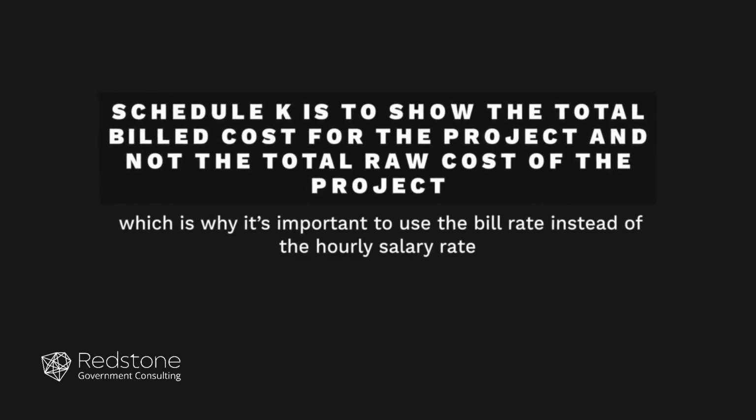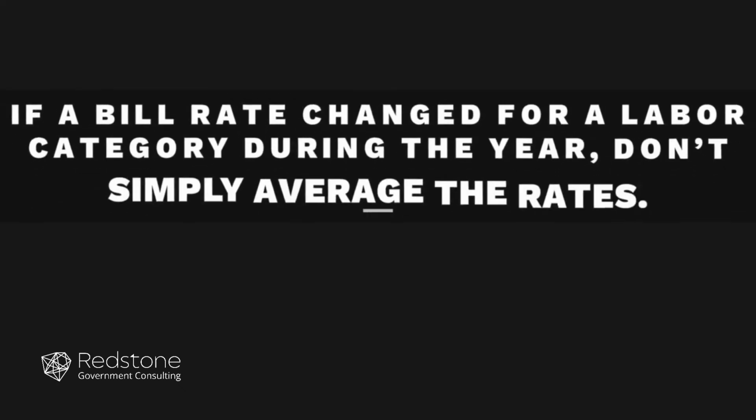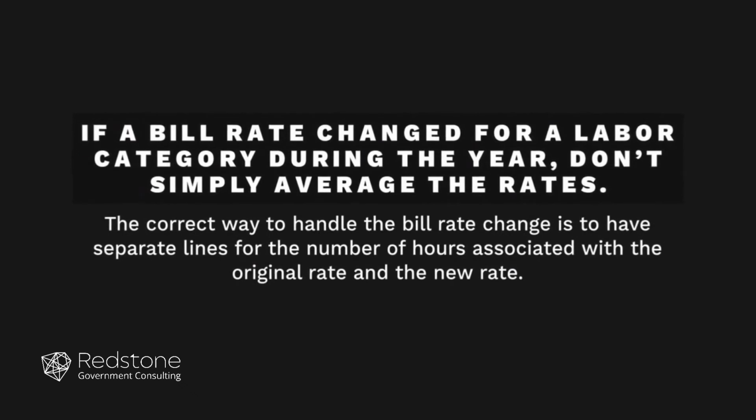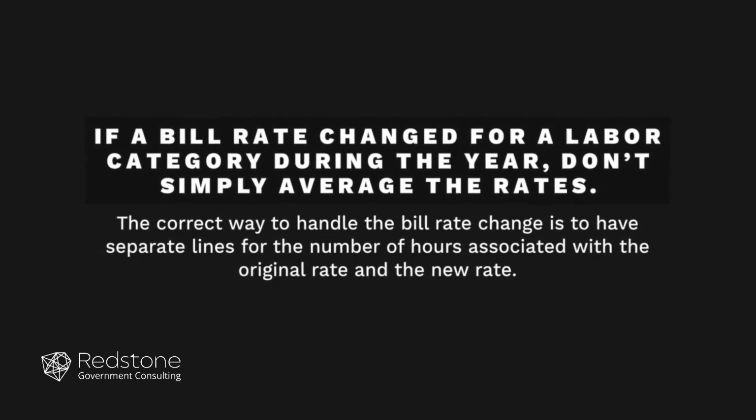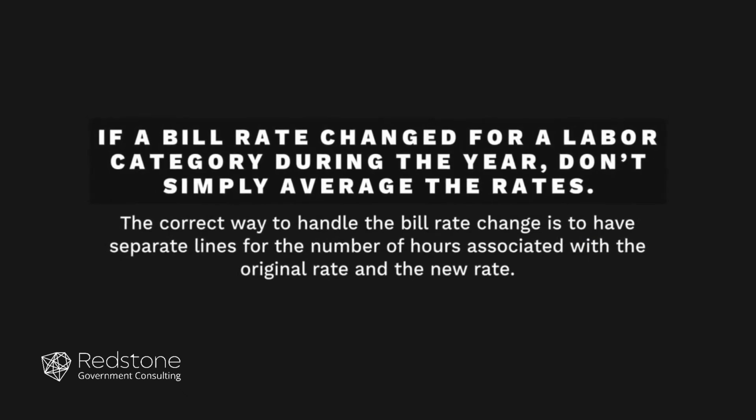If a bill rate changed for a labor category during the year, don't simply average the rates. The correct way to handle the bill rate change is to have separate lines for the number of hours associated with the original rate and the new rate.